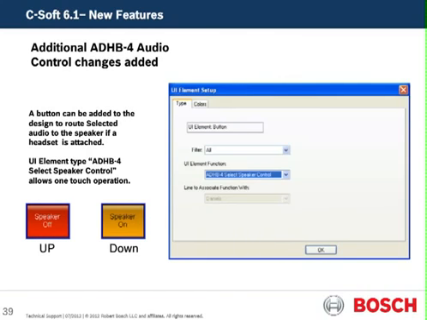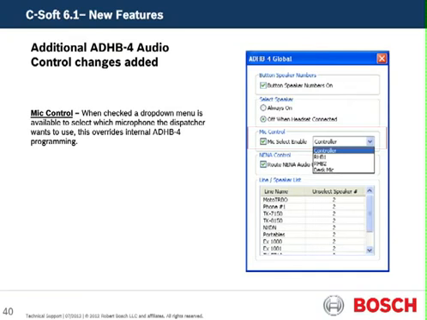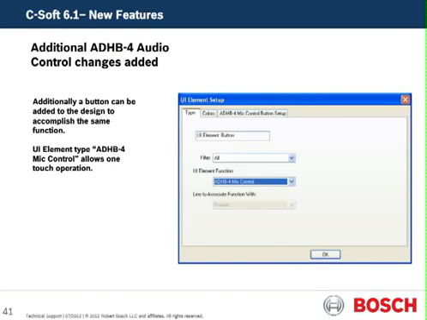A new one-touch button was created to control select audio to the select speaker if both headset and speaker operation are required. A microphone control option was added to the 80 HB4 control window. You can now override the internal programming of the 80 HB4 using this pull-down menu to select which microphone you want to use. The same functionality can also be accomplished with a new button called 80 HB4 Mic Control, allowing one-touch operation between two mic inputs.